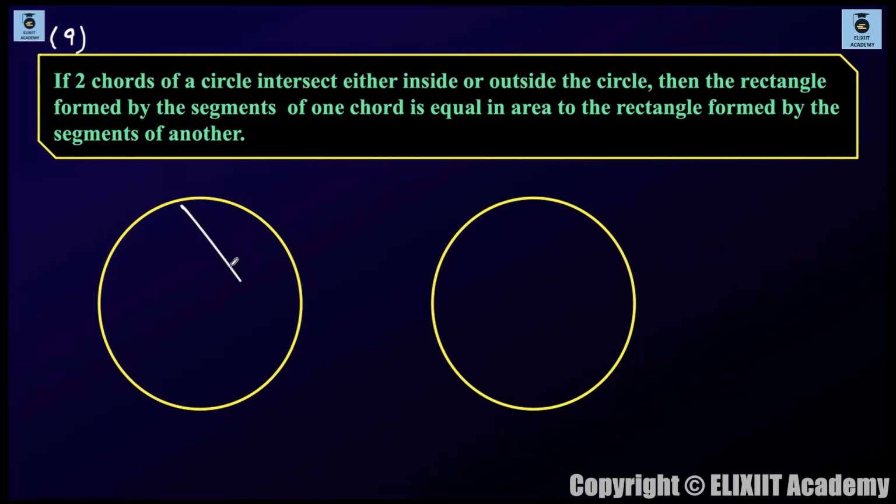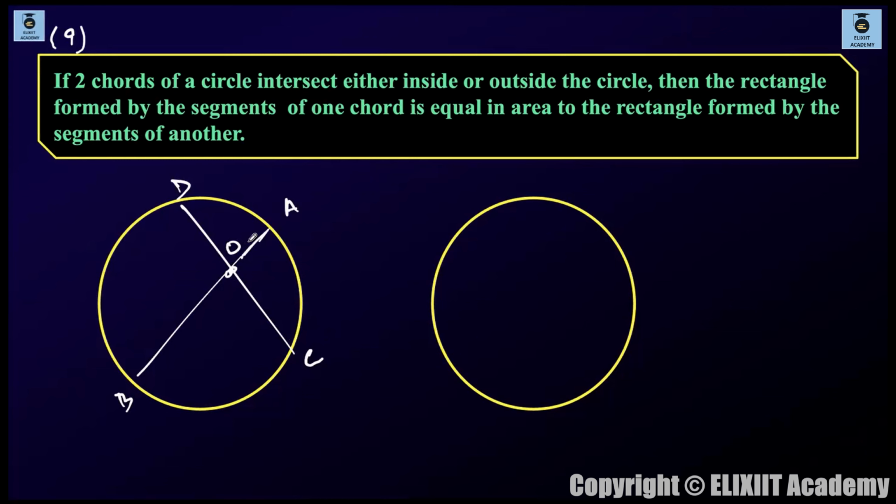Any 2 chords of a circle are there, and they are intersecting either inside or outside. So first case I'm taking, they are intersecting inside the circle. Let's say one chord is given by name as AB and the second chord is given by name CD, and they are intersecting at O.